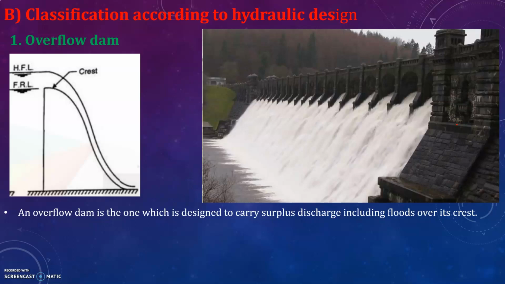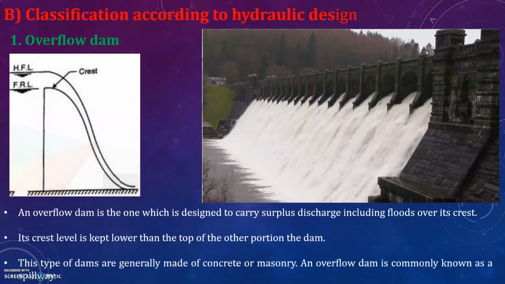An overflow dam is the one which is designed to carry surplus discharge, including floods, over its crest. Its crest level is kept lower than the top of the other portion of the dam since water glides over its downstream face. It should be made of such a material which is not easily eroded by flowing water. Such dams are generally made of concrete or masonry. An overflow dam is commonly known as spillway.